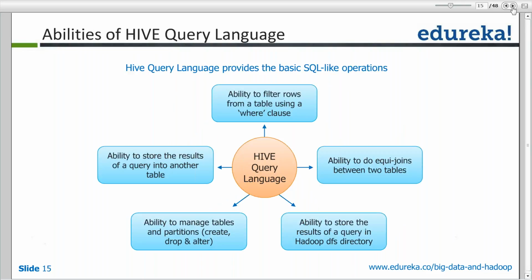Abilities of Hive query language. It has the ability to filter rows using a where clause. The abilities are the same as any other database. You can use a where clause. It has the ability to do equi-joins between two tables. Ability to store the results of a query in HDFS. It has the ability to manage tables and partitions. You can create table, drop table, alter table.